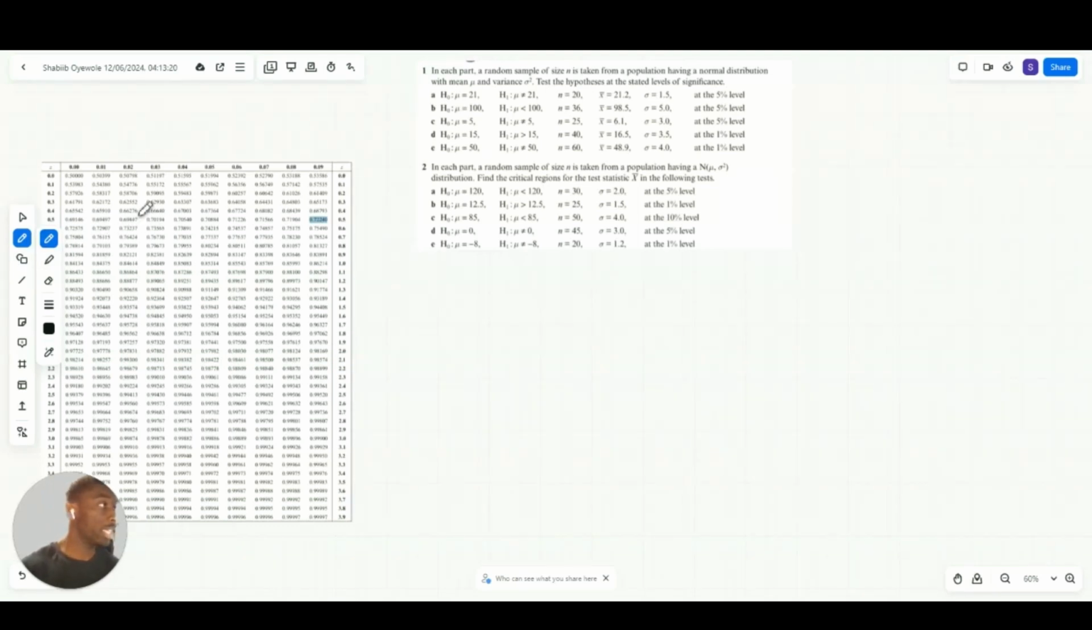So question 1 in this normal distribution question, we are going to test our hypothesis for a sample. So let's look at the first one. We are given a hypothesis, H0, the mean is equal to 21, and the alternative is that the mean of the sample is different from 21. So it's two-tailed, and the significance level is 5%. So it's going to be 2.5% on either side.